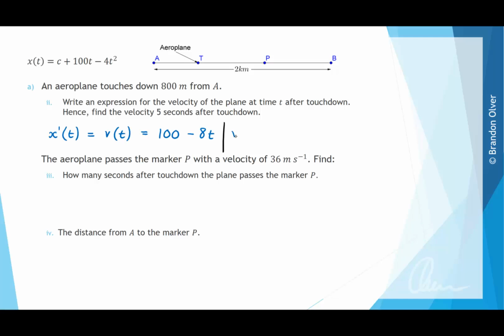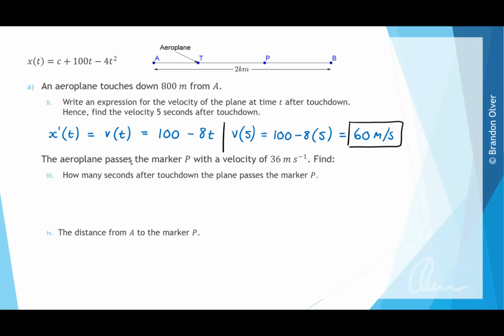We then want the velocity after 5 seconds, so we're going to evaluate the velocity function at 5, which would be equal to 100 subtract 8 times 5, and if you evaluate that, you find it's equal to 60 meters per second. So that is the velocity of the plane after its touchdown for a period of 5 seconds.